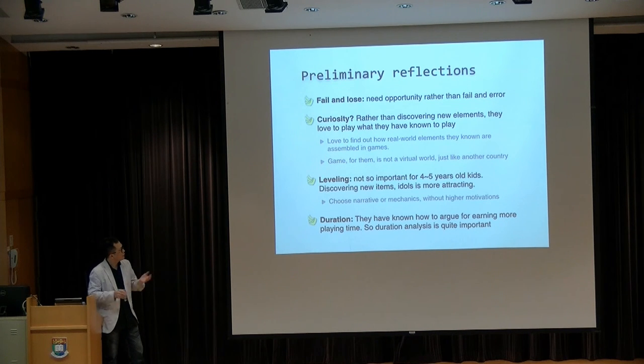And about the labeling, for 4 or 6 years old kid, it is not so important. So I get that choosing some narrative or choosing some story is better than labeling design.